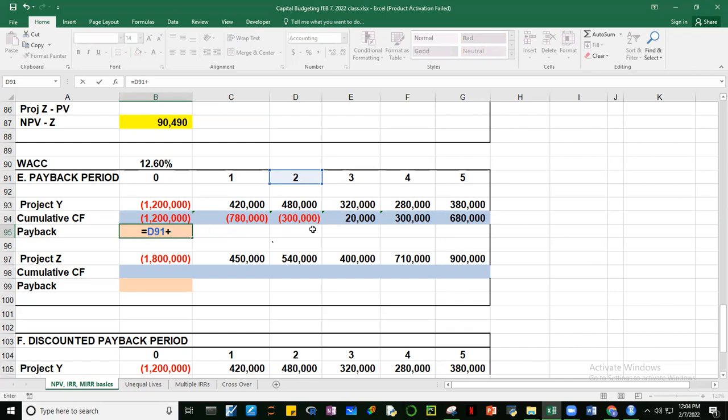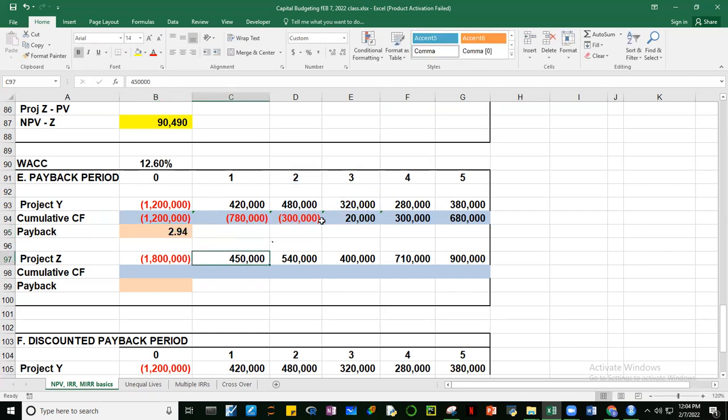So naka-negative to, I'm going to remove the negative sign para maging positive siya. And then divided by how much cash flow are we getting on year 3? Ito, 320. So ibig sabihin nun guys, naka-prorated, out of yung kulang natin na 300, makakakuha tayo ng 320 sa year 3. Therefore, control enter, there. Ang assumption yan guys that the cash flows is generated uniformly throughout the whole year. Okay, so 2.94 years, that's the payback period. That's the time it will take the company to recover the initial investment of 1.2 million.